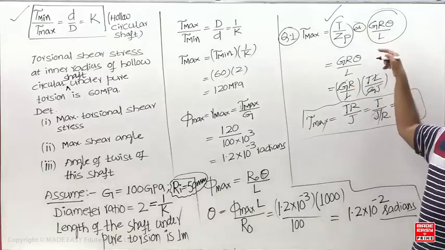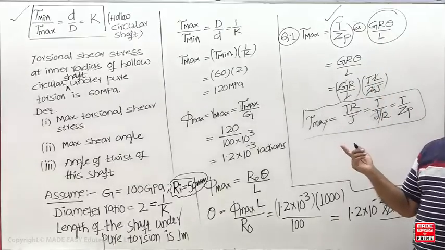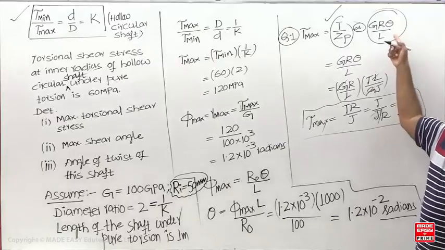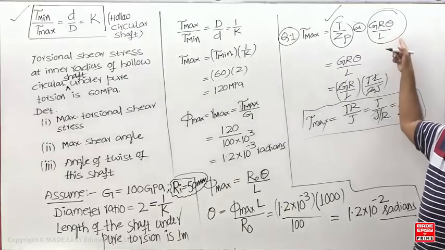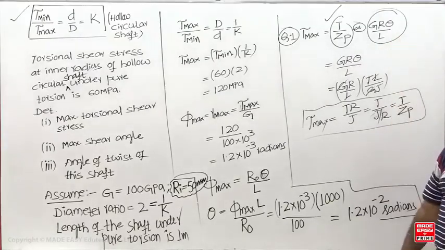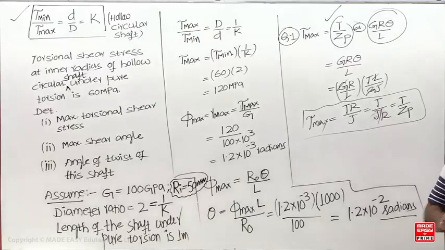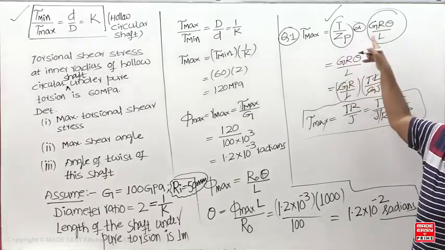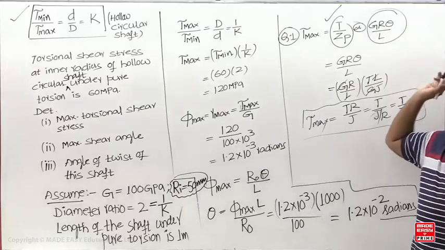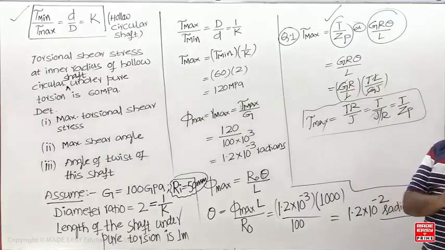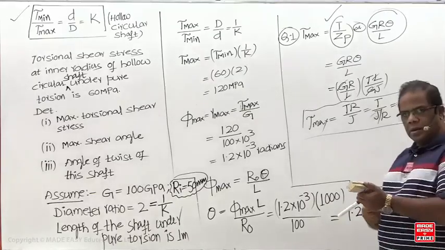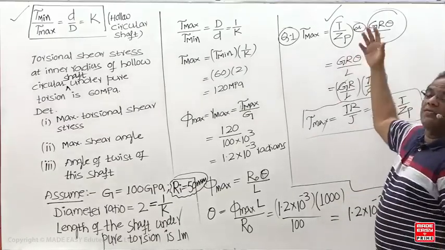Similarly, this equation you can also use when torque is given. But first you have to calculate the theta. When torque is given, how to find out the theta now? TL by GJ. So you can use any equation, but this is better when torque is given. This is better when theta is given. Use any equation, you will get the same answer. But for this question, none of them are required.